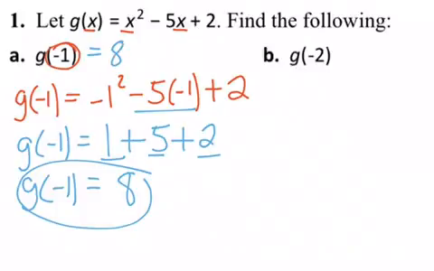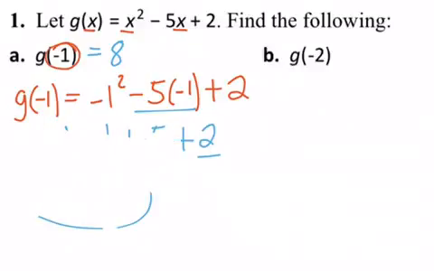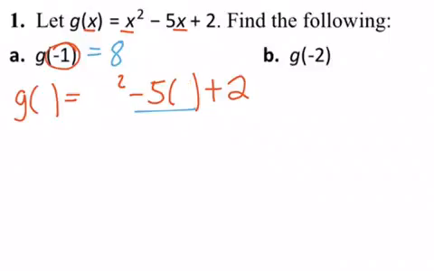Now let's solve this for g of negative 2. G of negative 2. What I'm going to do is replace everywhere I have this negative 1 in the first time I wrote it with this negative 2. So g of negative 2 equals negative 2 squared minus 5 times negative 2 plus 2.